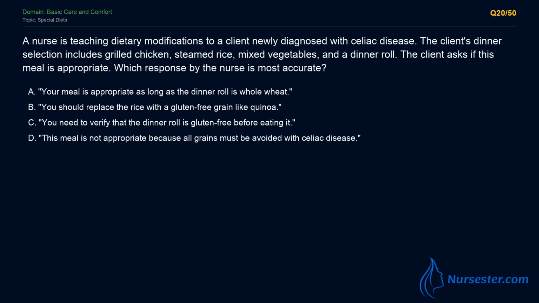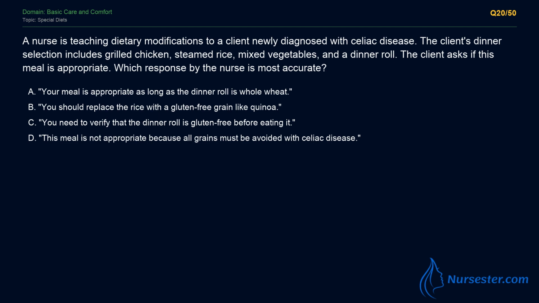Question 20. A nurse is teaching dietary modifications to a client newly diagnosed with celiac disease. The client's dinner selection includes grilled chicken, steamed rice, mixed vegetables, and a dinner roll. The client asks if this meal is appropriate. Which response by the nurse is most accurate?